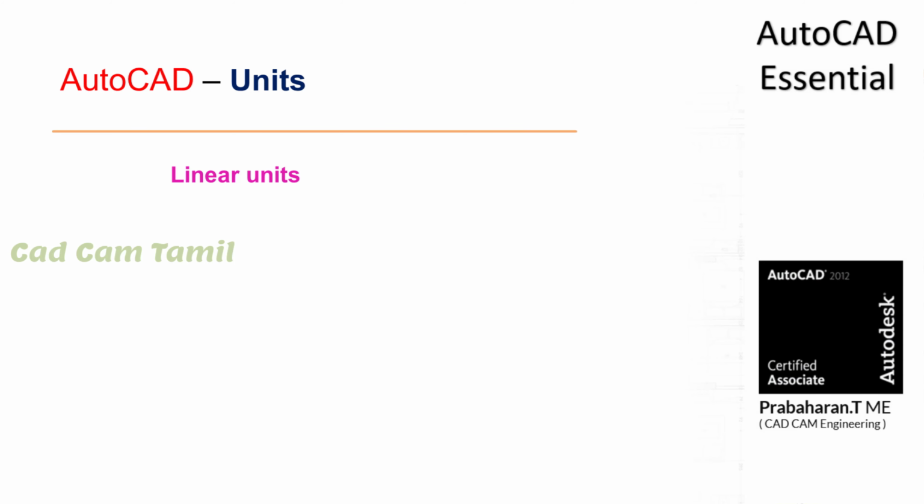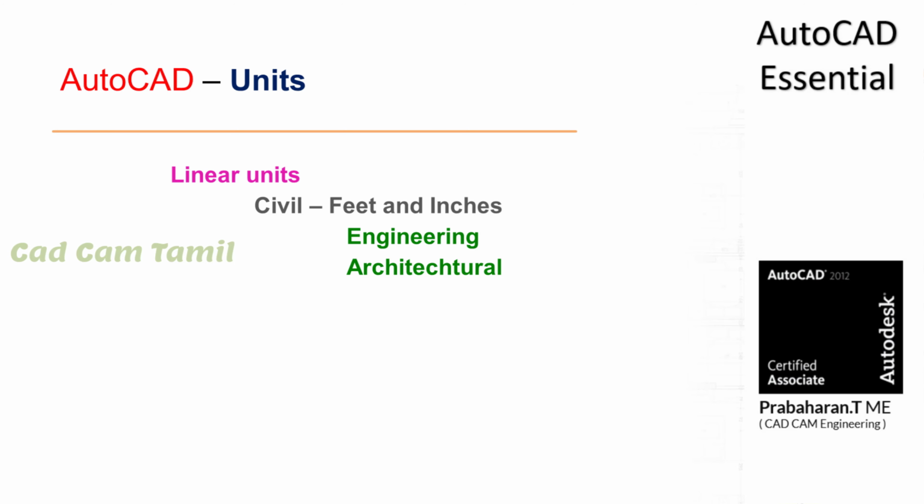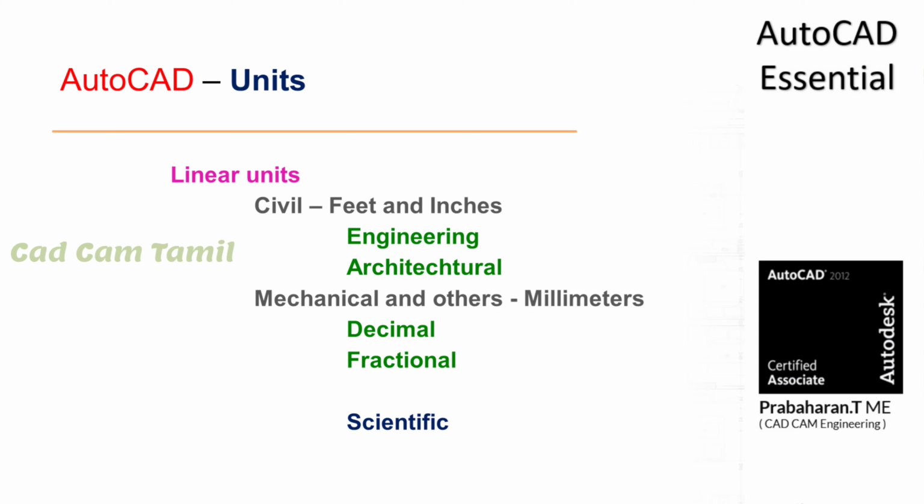Okay. In general, linear units or length can be measured in two ways. Generally, civil engineers may use feet and inches. So those feet and inches are available under engineering and architectural options in AutoCAD. Similarly, mechanical engineers and all other engineers may use millimeters. Okay. So those millimeter units are available under decimal and fraction options in the AutoCAD. Apart from this, we have scientific.